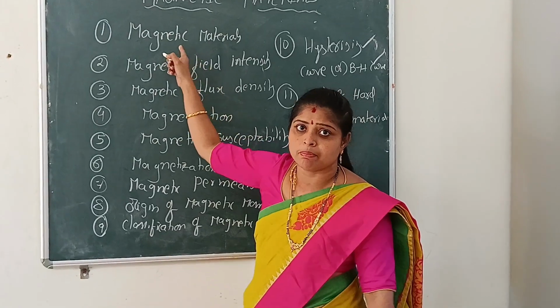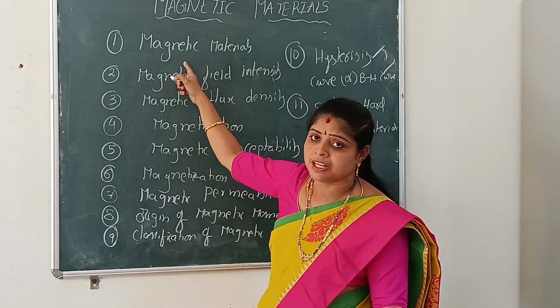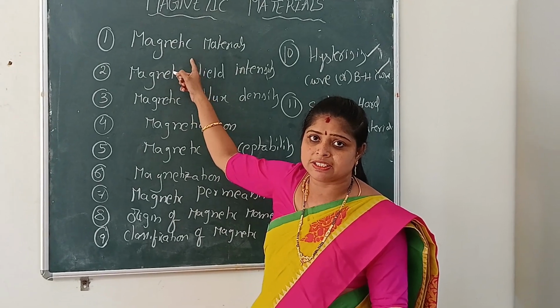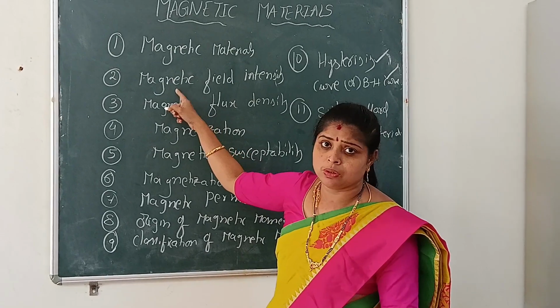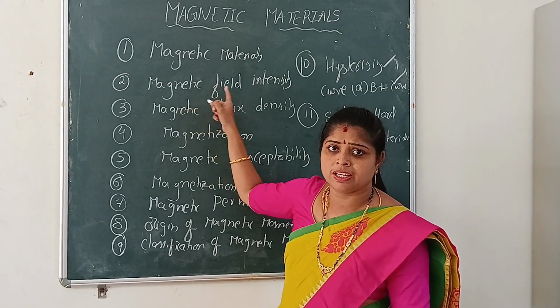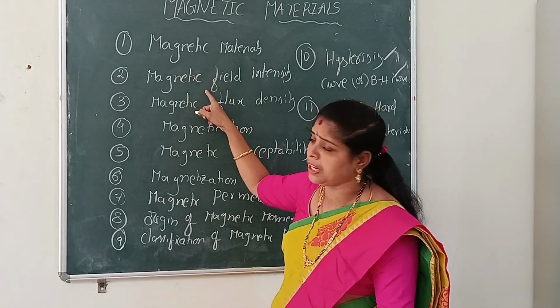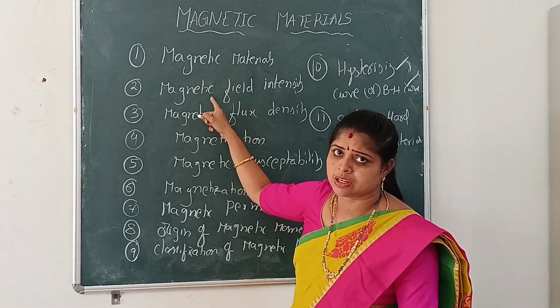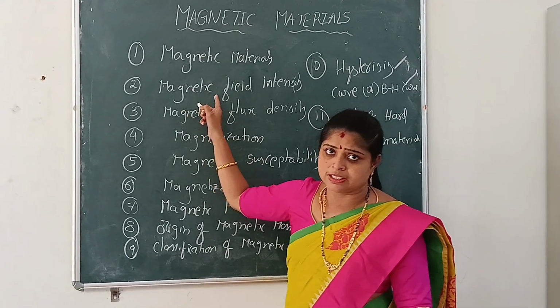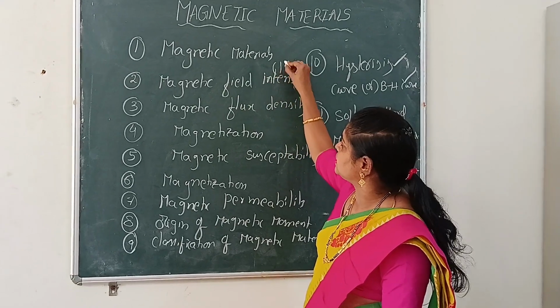What is meant by magnetic material? Any material which can be magnetized is called magnetic material. Coming to magnetic field intensity, what is meant by field? The force experienced by a unit north pole placed at the point is called magnetic field intensity. The symbol for magnetic field intensity is H.